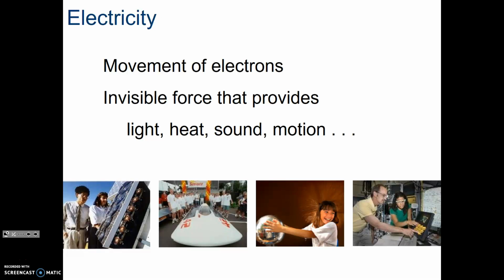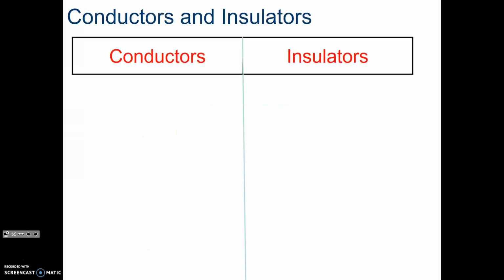So first off, we got to talk about what is electricity. Electricity is just movement of electrons from one place to another. This is going to create an invisible force that provides us with the energy that we use for our lights, our heat, or sound, causing objects to move. So this is very important to understand.